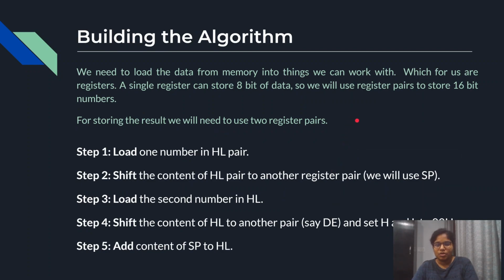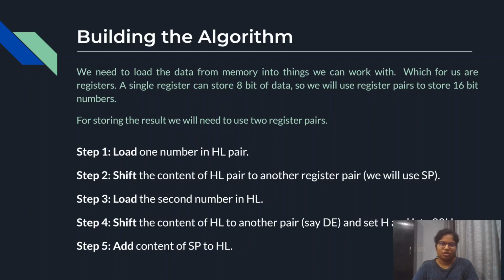Let's now work on understanding the algorithm. Right now, the data that we need to use is stored in the memory. The first thing that we'll need to do is to load the data from memory into things that we can work with. In our case, these things are the general purpose registers of the 8085 microprocessor. Same as a memory location, a single register can store 8 bits of data. So to store 16-bit numbers, we'll need to use register pairs.